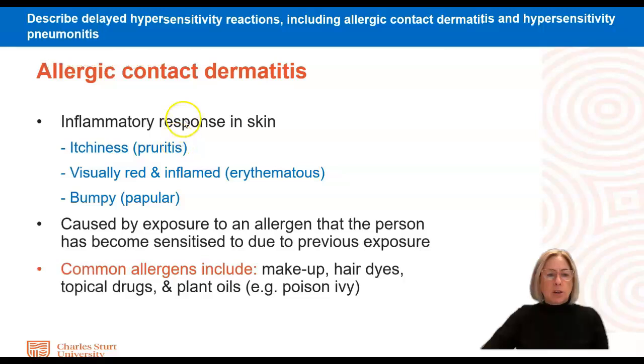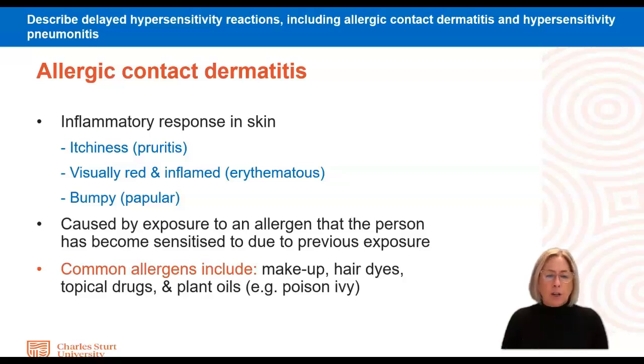So as I mentioned, allergic contact dermatitis is an inflammatory response in the skin. Signs and symptoms include itchiness or pruritus, and the skin appears sort of red and inflamed, so erythematous. And this also occurs with an autoimmune condition called lupus that we'll get to shortly. And the skin is bumpy or papular. Again, though, it's an allergic reaction which is caused by initial exposure to an allergen, and the person then becomes sensitized, and then this allergic reaction occurs on subsequent exposure.